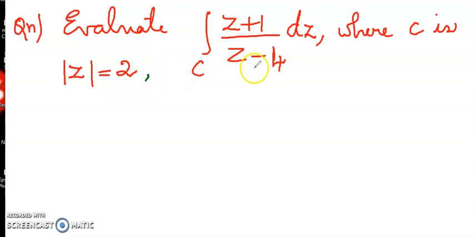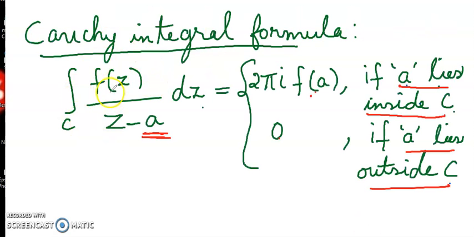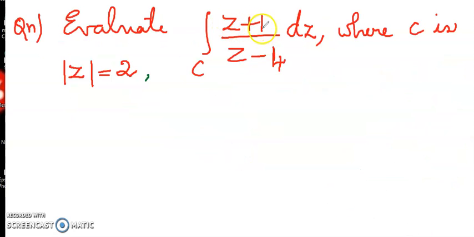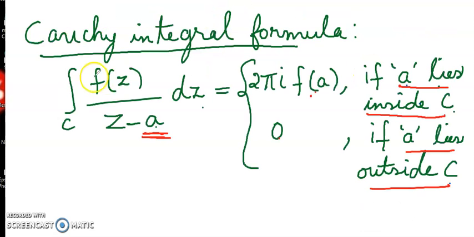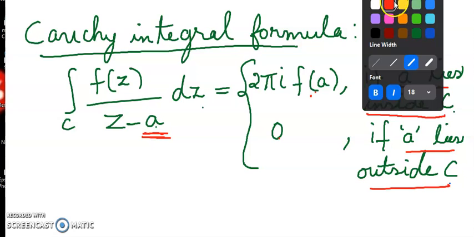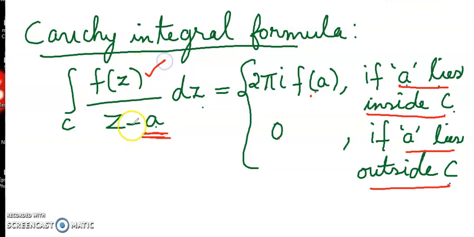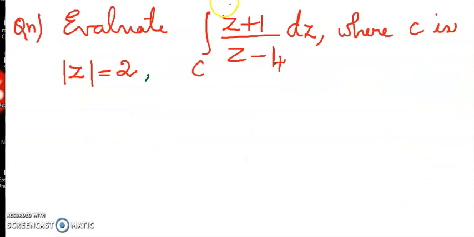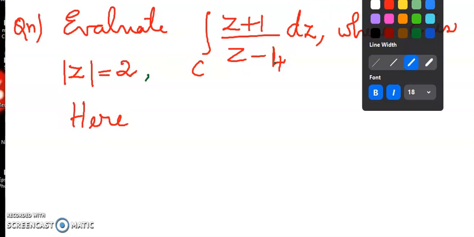So first we should verify whether the given integral is of this form, that is Cauchy integral form, f(z) by (z minus a) form. So here, f(z) by (z minus a). So integral over C, you compare with this. Numerator is f(z), right? Here numerator is f(z), denominator you have z minus a. So what about this question? Numerator is f(z), denominator is z minus a form. So we can write here, okay, this is its solution.